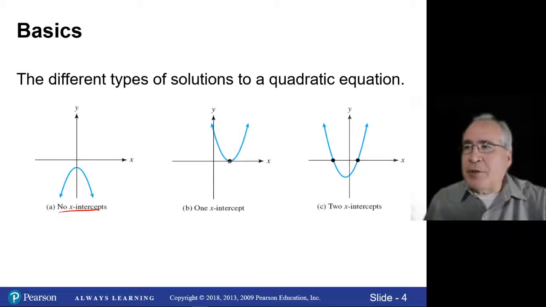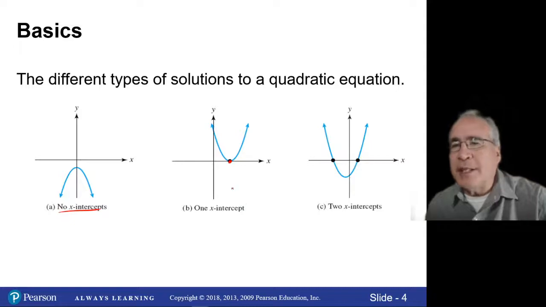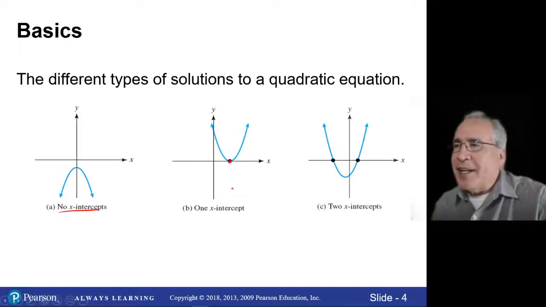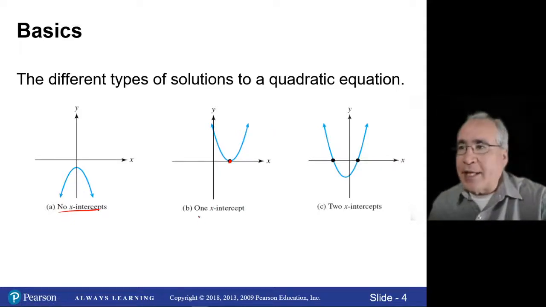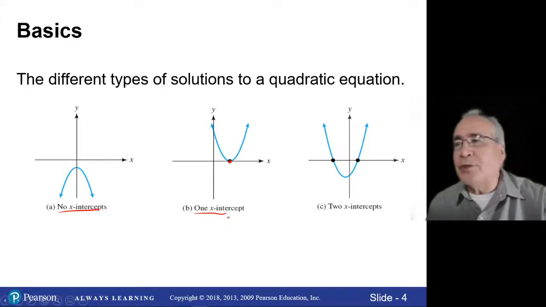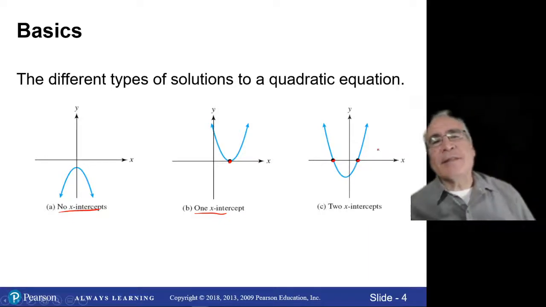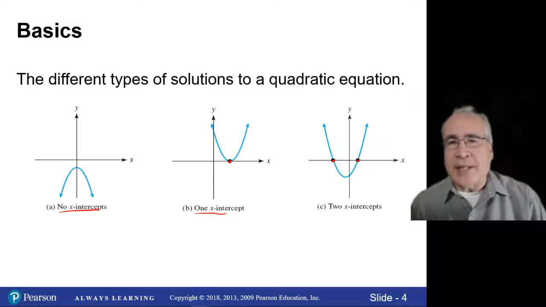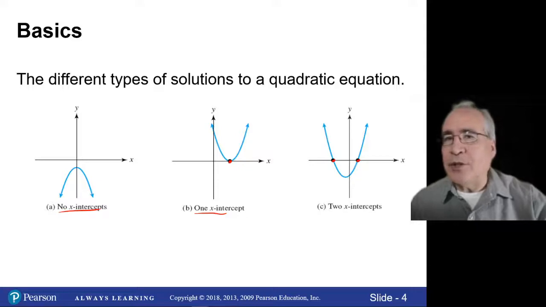We could have the U just sort of what I call kissing the x-axis, just touching it in one place. That's one x-intercept, okay, one solution. And then we also have where the parabola sort of goes through the x-axis, so we get two solutions, one here and one here where it crosses. But those are the three things that can happen: no solution, one solution, and two solutions.